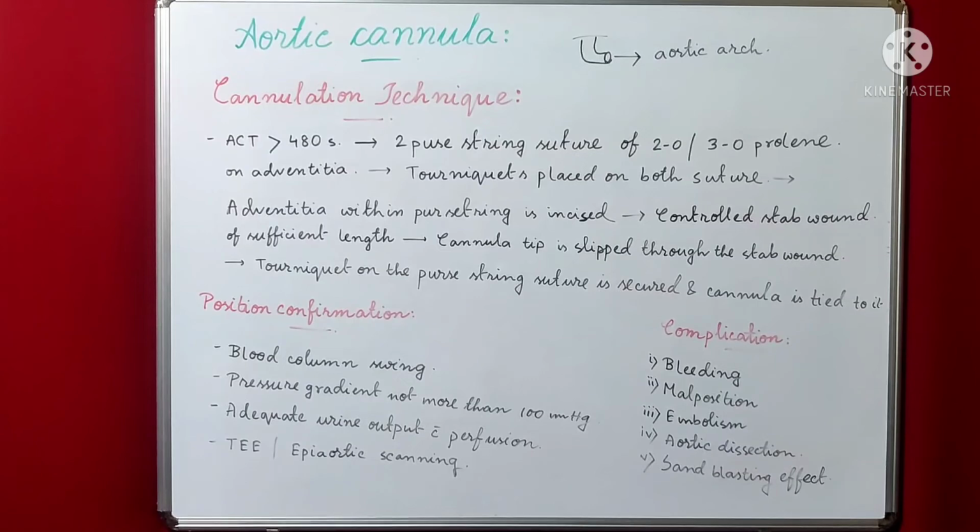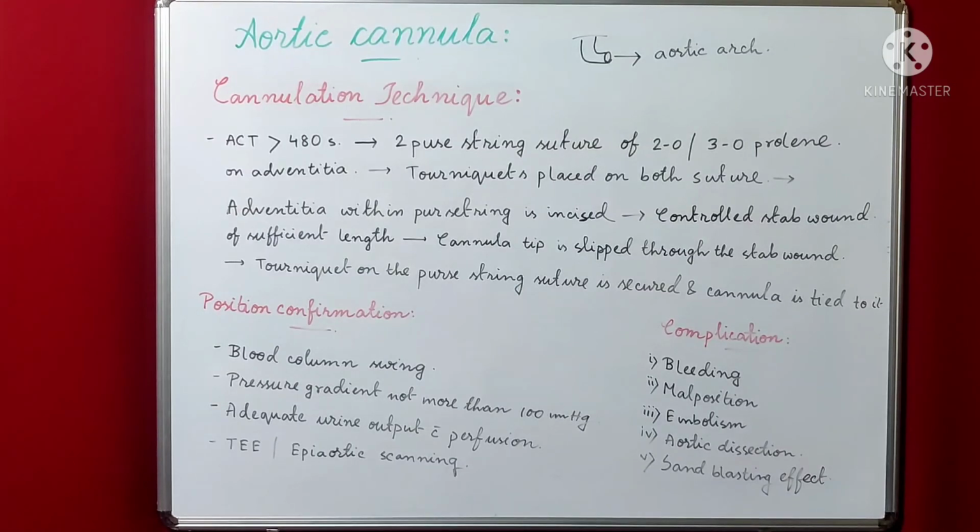Next is position confirmation of the aortic cannula. Usually the main strategy is to look for the blood column swing, and the next is the pressure gradient. Pressure gradient must not be more than 100 mm of mercury. Next, after initiating the bypass, there should be adequate urine output with perfusion, and the position can also be confirmed by TEE or epiaortic scanning.